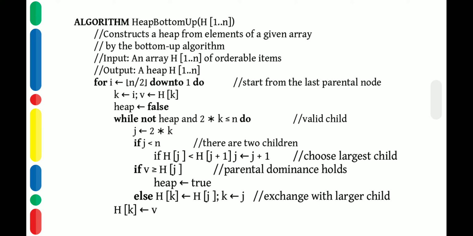And then after we have chosen the largest child, we need to compare it with the node at position k. The value is v. So if v is greater than or equal to the value at position j, then position j contains the value of the largest child, v contains the value of the parent. If the parent is greater than the child, then we set the heap variable to true. The parental dominance is holding. Otherwise, if v is less than h of j, we need to exchange.